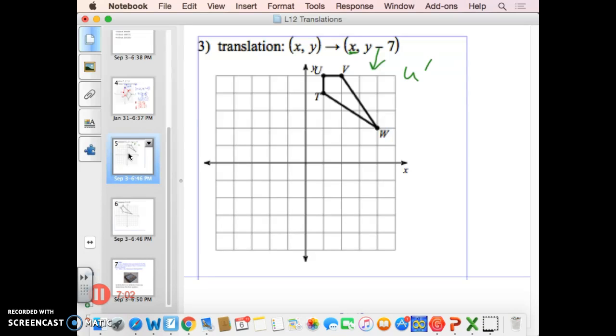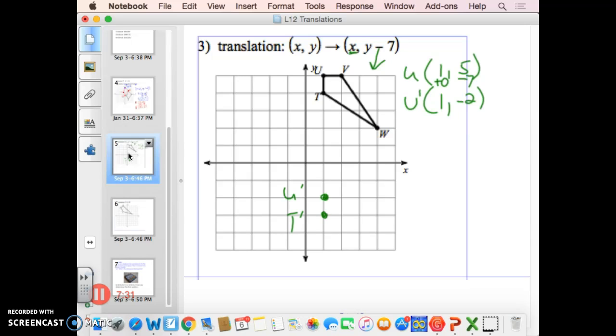So, for example, the point u is at 1, 5. So u prime, I'm going to do nothing to the x, and I'm going to subtract 7 from the y. So I should be at 1, negative 2. And let's see what happens when I take the u. We'll go down 5, 6, 7. In fact, here I am at 1, negative 2. So there's u prime.